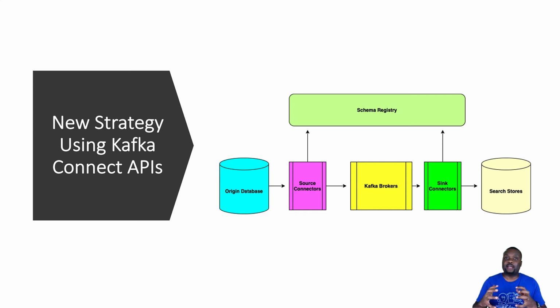Now, once the data or the event arrives in your Kafka broker, the next phase is for us to push those changes out of the Kafka broker using what we call sink connectors, which are sort of like consumers that pull the events or the records out of the Kafka broker and then push those into the search stores like Elasticsearch or Azure Cognitive Search. So this is the summary of what we're going to be covering in this multi-part series.